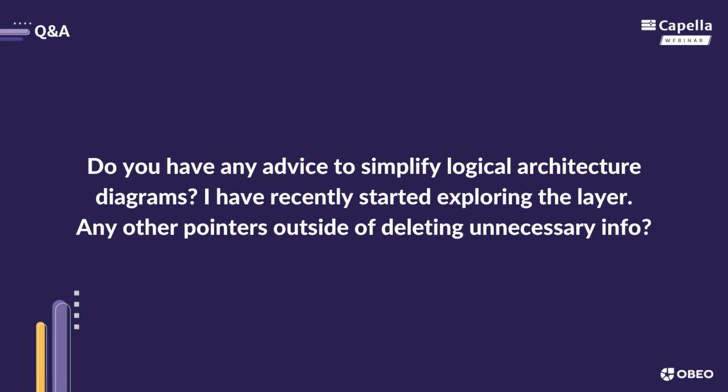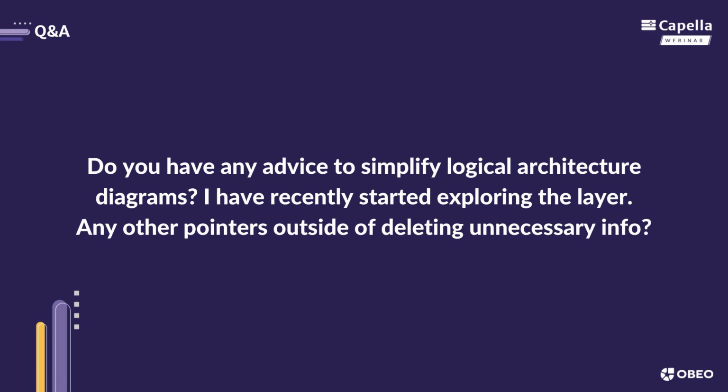Okay, so do you have any advice to simplify logical architecture diagrams? I have recently started exploring this layer. Any other pointers outside of deleting unnecessary information? Yeah, good question. If you're looking at a logical architecture diagram and it's looking overcomplicated, then it's not filling your information needs. So I would go back and ask yourself, who needs the information? Am I providing the right information? It's kind of looping right back to the beginning: what are you doing this for?